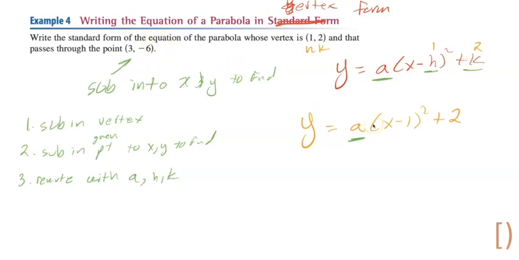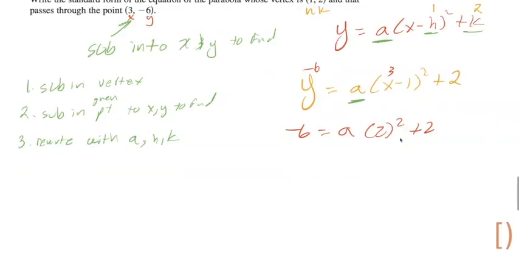So it works like this. Right, this is my x, this is my y. So x going to go here, that's going to go there. So -6 equals a. 3 minus 1 is 2, squared plus 2. So -6 equals, that's going to be 4. I'm going to rewrite this. I'm going to get 4a. So 4a plus 2.